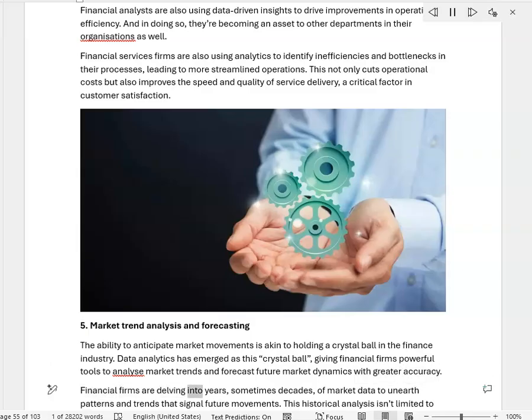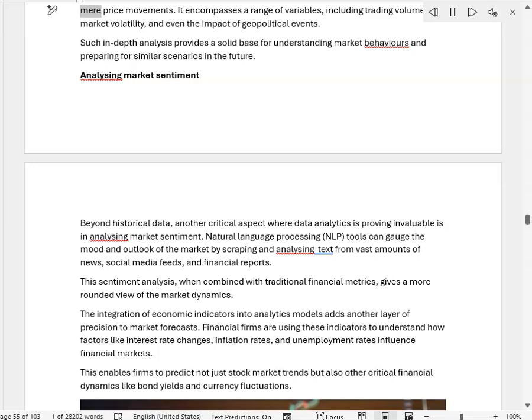Financial firms are delving into years, sometimes decades, of market data to unearth patterns and trends that signal future movements. This historical analysis isn't limited to mere price movements. It encompasses a range of variables, including trading volumes, market volatility, and even the impact of geopolitical events. Such in-depth analysis provides a solid base for understanding market behaviors and preparing for similar scenarios in the future.